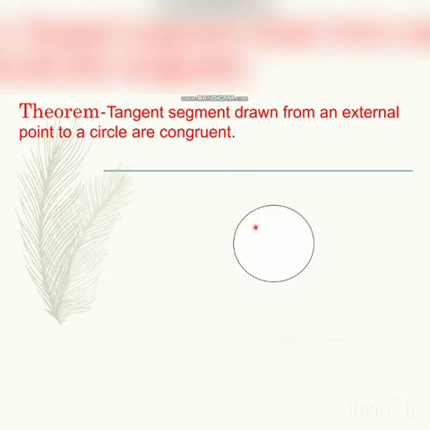The first part of the theorem is to draw the diagram. So first I draw a circle with center O. I take one point outside the circle. The center is O and the outside point is called P. This is point P and this is center O. Okay, tangent segments drawn from an external point.